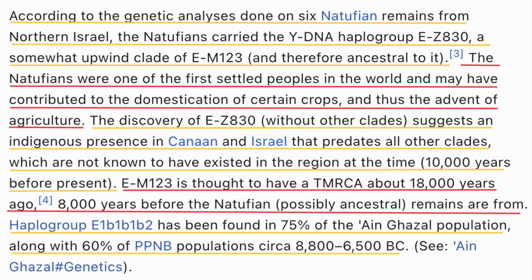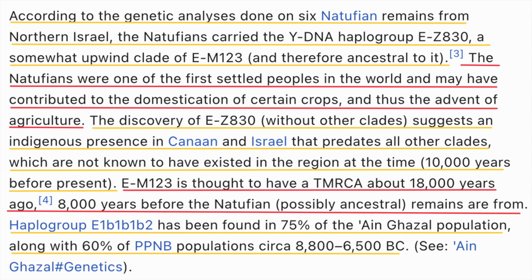The Natufians were one of the first settled peoples in the world and may have contributed to the domestication of certain crops and thus the advent of agriculture. The discovery of E-Z830 without other clades suggests an indigenous presence in Canaan and Israel that predates all other clades, which are not known to have existed in the region at that time, 10,000 years before present.